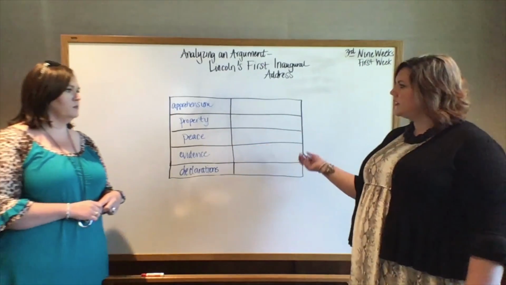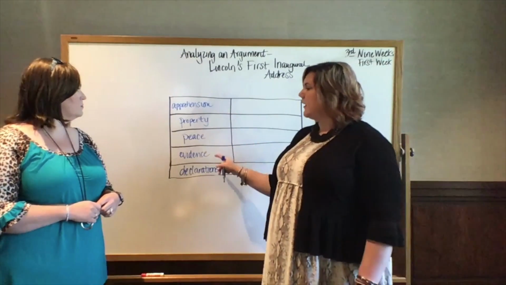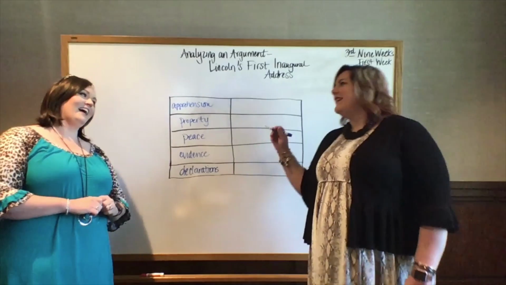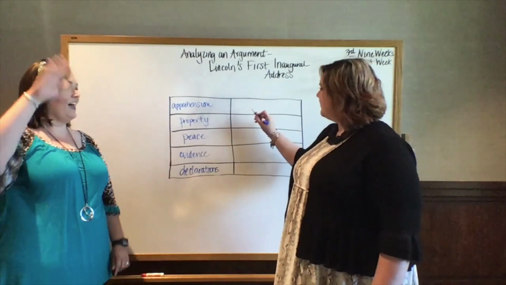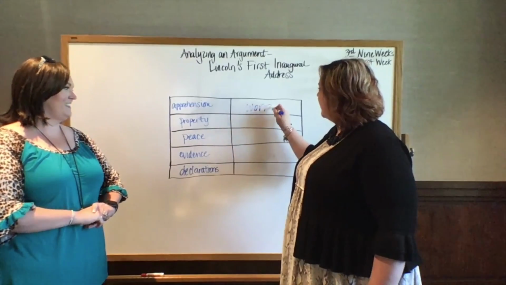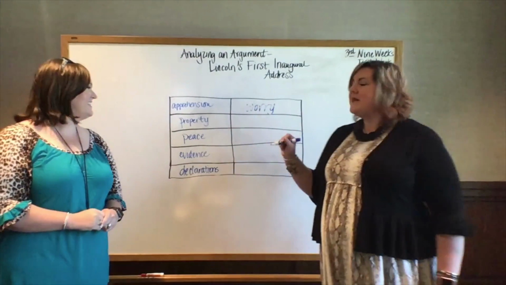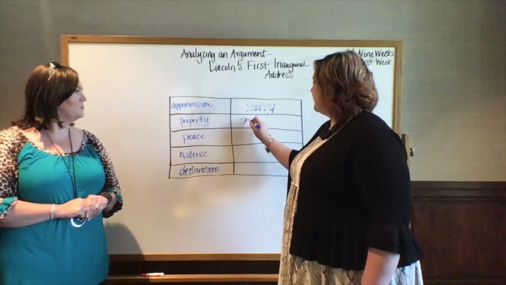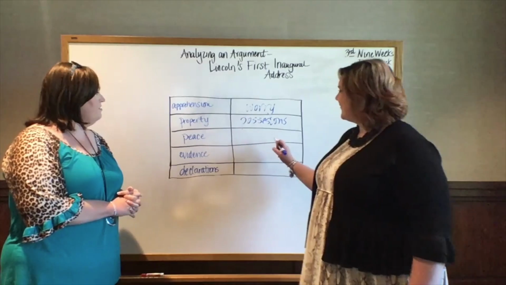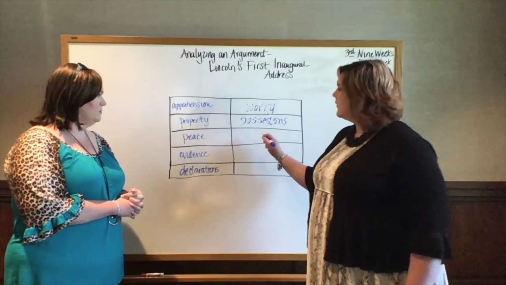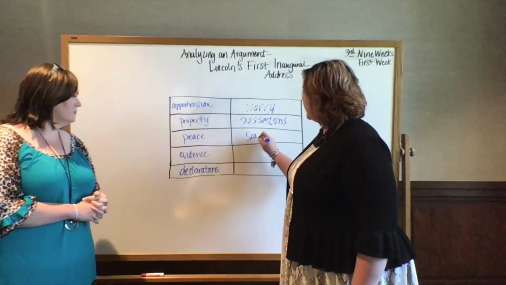So let's just think of some synonyms for each of these words. So student, what would be a synonym for apprehension? Worry. Oh my gosh, that is a wonderful word. Good job. What about property? Possessions. Oh, that's good. I think the way that Lincoln used it, it means safety. Oh, that's really good. That's really good.